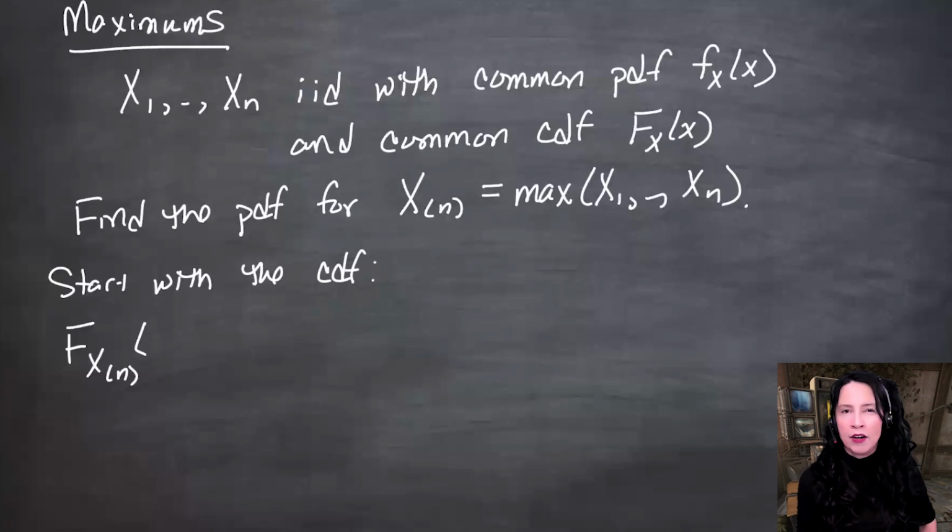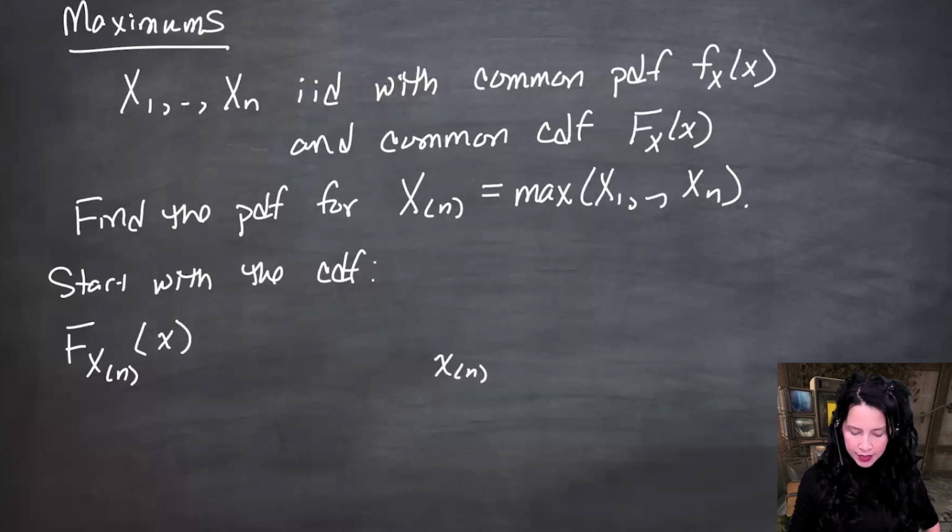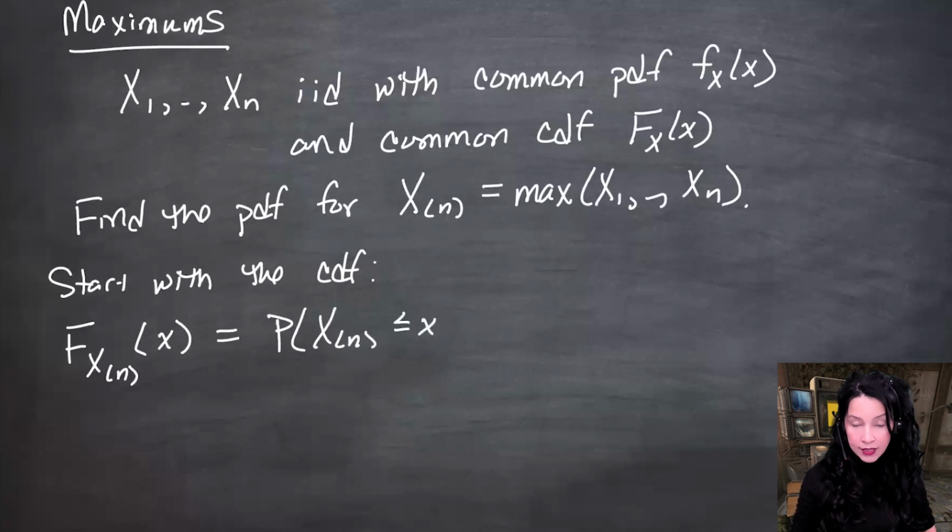I can give this any argument. I'm just going to write x. It's just an argument of a function. You could write X sub N in parentheses, but why drag around that mess? It's going to be messy enough. So I'm not going to do that. This is, by definition, the probability that the maximum is less than or equal to x.